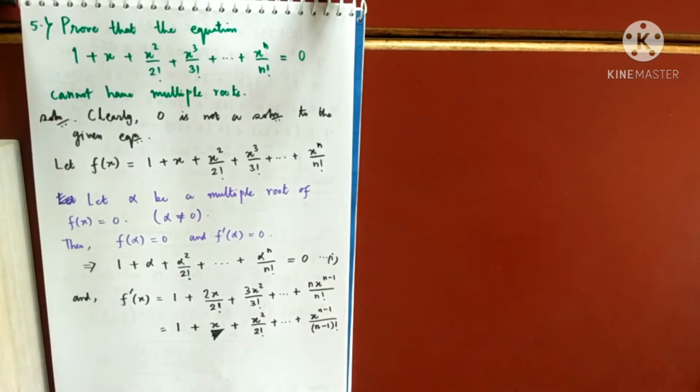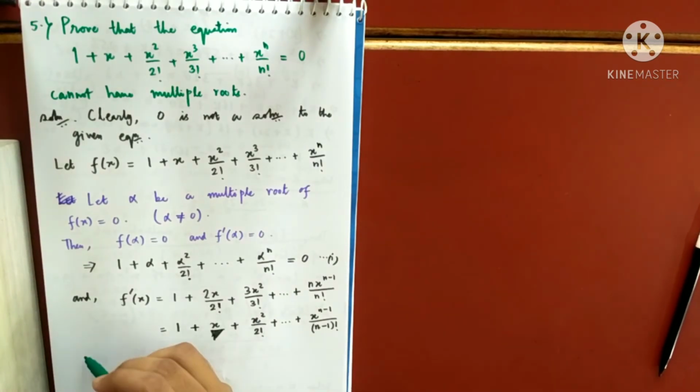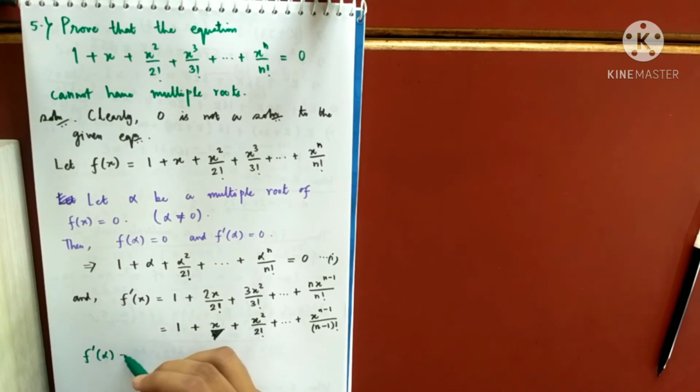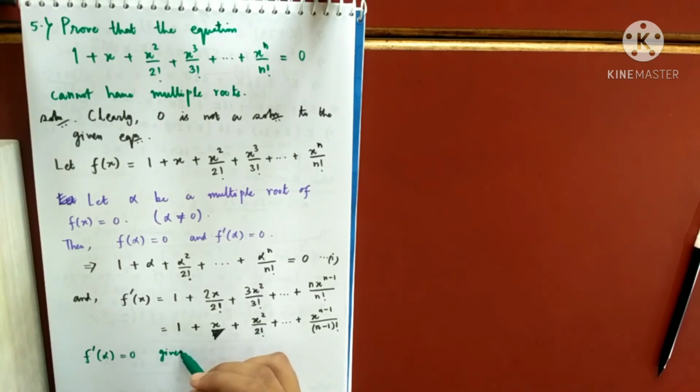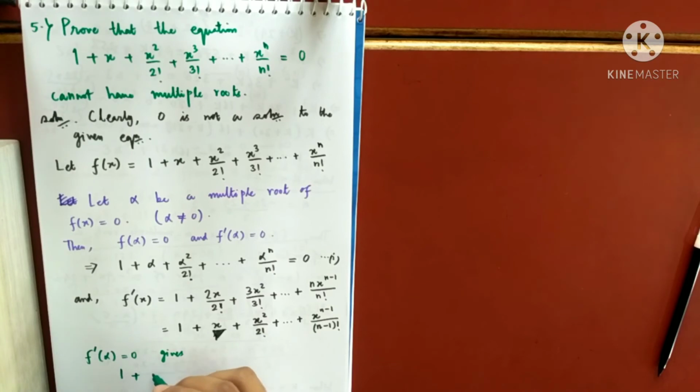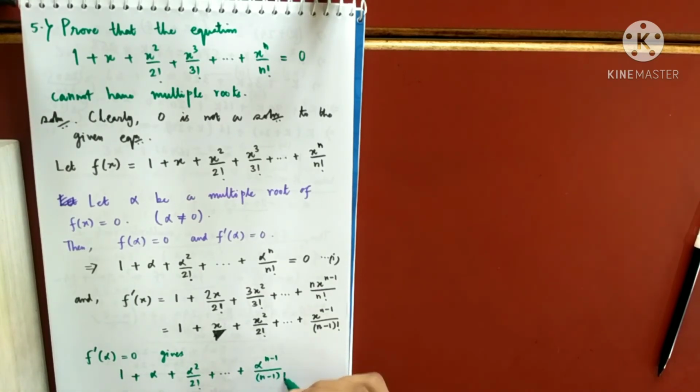Yes, sir. So f dashed alpha equals 0 gives what? You just put alpha everywhere in place of x. So that will give me 1 plus alpha by 1 factorial plus alpha square by 2 factorial plus dot dot dot plus alpha to the power n minus 1 by n minus 1 factorial equals 0. This is equation 2. So this is my f(alpha) equals 0, and this is my f dash alpha equals 0.